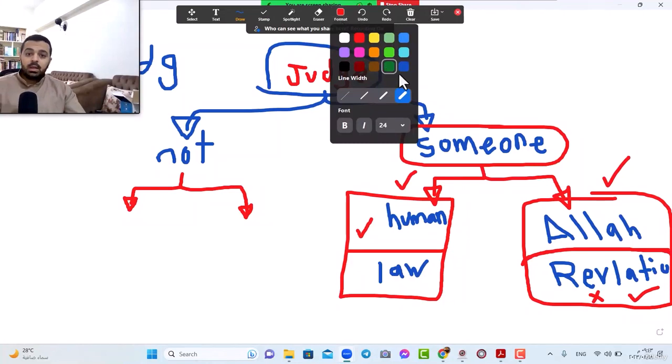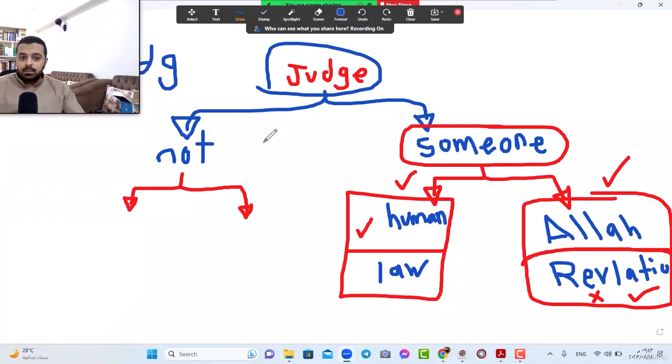Okay, so at this part, the thing that judges the proposition is either the reason or the habits, the normalcy. Let's explain the habits first.